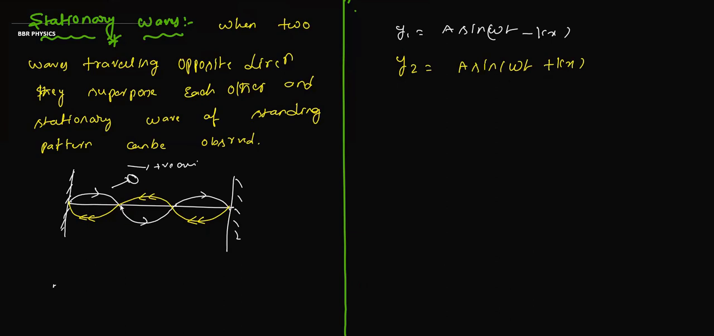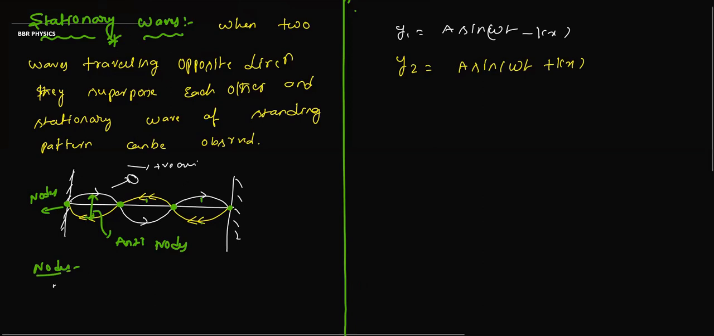If you observe the points which I'm indicating here, about this point, this point, this point, this point, the particle displacement is minimum. These are called nodes. If you observe this point and this one, the amplitude is maximum. These are called antinodes. First, let us define node. What is meant by node? The point where the amplitude is minimum.